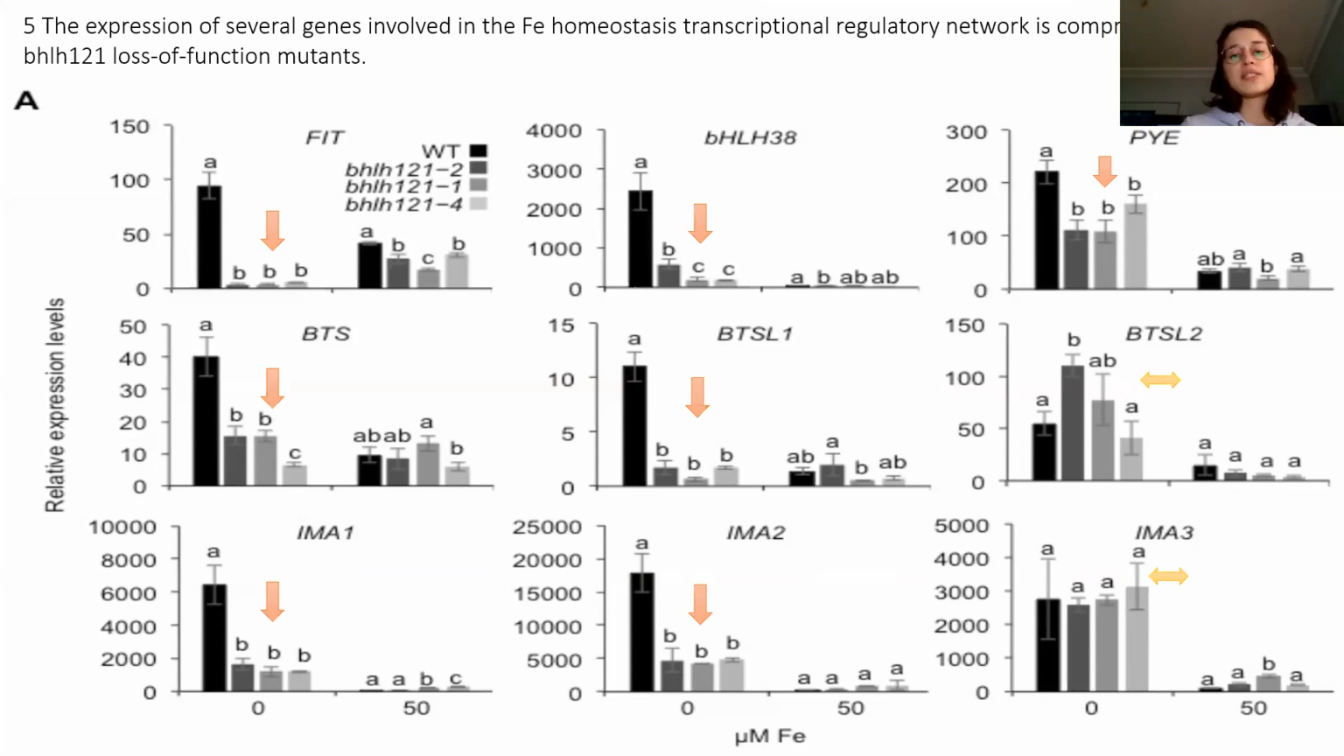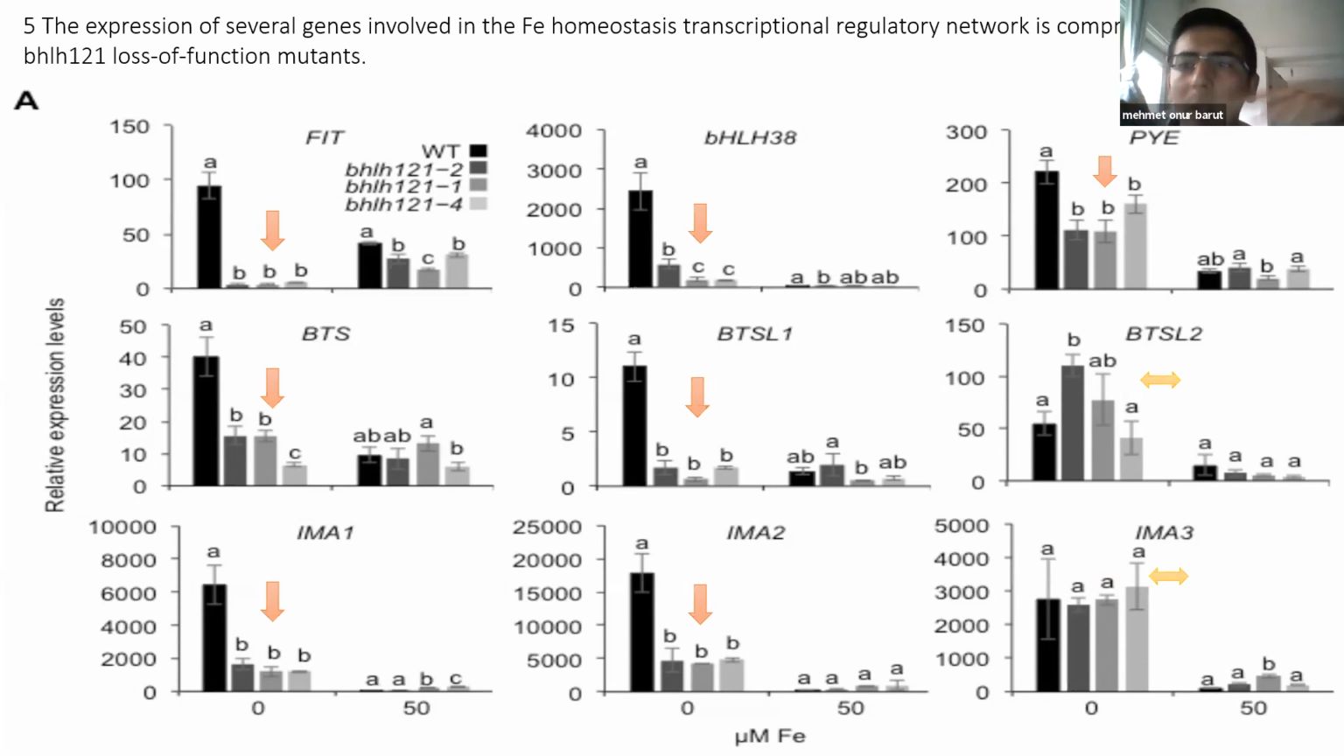Hocam, because all of these genes are known to be involved in iron homeostasis, and the overall aim of this article is to just show the BHLH121 transcription factor's effect on the iron regulatory network. Yeah, but they also look for IRT1 and FRO2. Wouldn't it be better if they put those genes here instead of showing them earlier? I don't know, hocam. I think they try to show this.